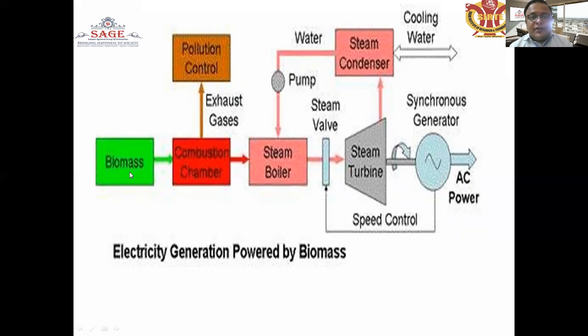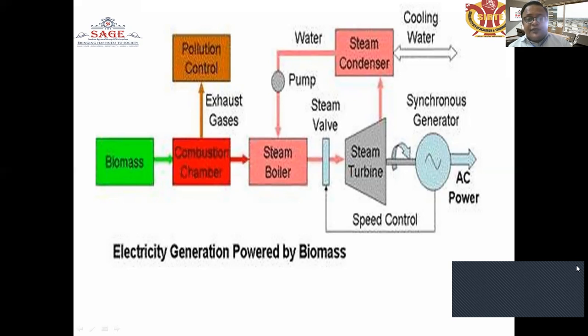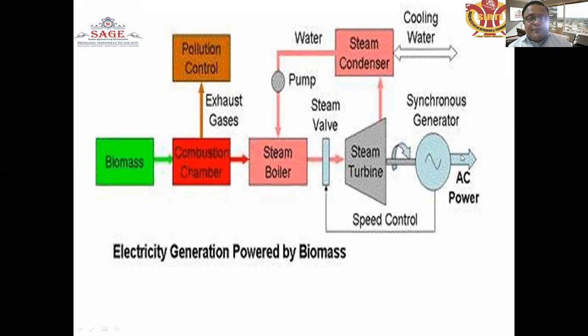Water which is coming from the steam condenser side goes into the steam boiler, where it will be converted into steam. The steam valve is used for supplying steam to the steam turbine, and the speed control, which you can see here, is used to control the speed of the alternator. And the AC power is produced here from this alternator, a synchronized generator, and the cooling water is supplied from the cooling tower side. Electricity generation powered by biomass.